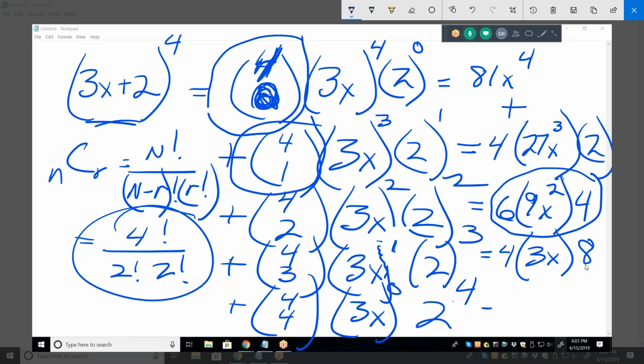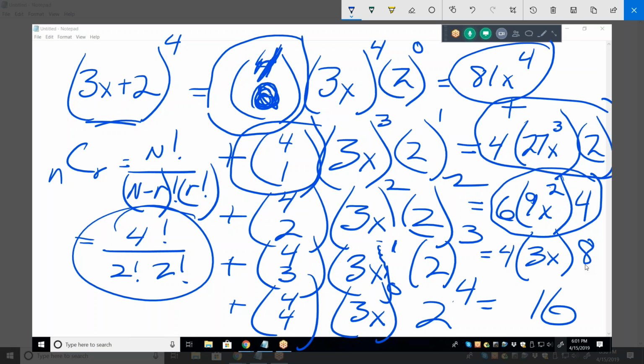And finally, the last term, 4 choose 4 is 1. 3x to the 0 is 1. So the last term is just 16. So fully expanded, we have that as our first term. Whatever that simplifies to is our second term. Whatever that simplifies to is our third term, fourth term, and the fifth term is just 2 to the 4th, sorry, which is 16.